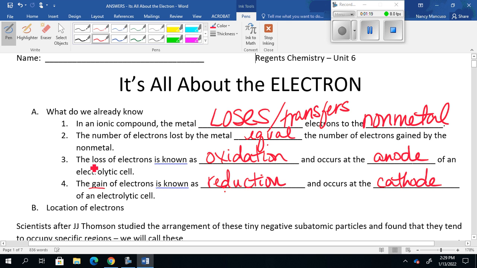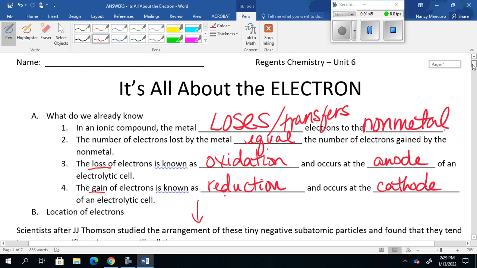And if you are losing electrons, you're oxidizing. Think of a metal. A metal oxidizes. It loses its electrons. We call them left side losers. So you can always think of metals oxidizing. And reduction, if you keep getting more and more negatives, your charge keeps going down, down, down. So that's why it's called reduction. All right, so that's what we already knew.